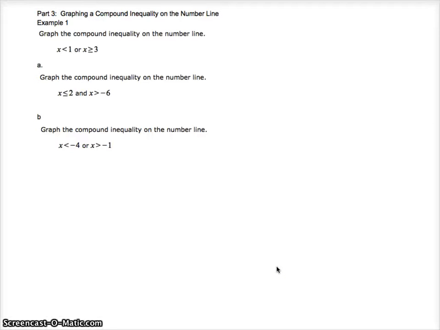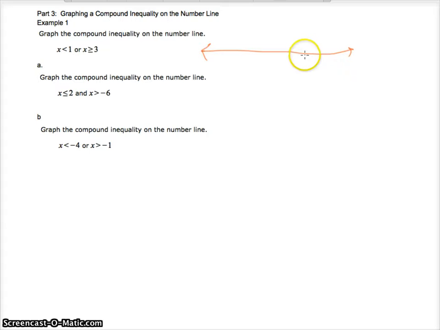Welcome to part 3. This is graphing a compound inequality on the number line. We're going to look at compound inequalities where we have more than two inequalities that we're talking about, or actually just two, really, for now. It says graph the compound inequality on a number line. So we're going to first create a number line that contains our numbers.